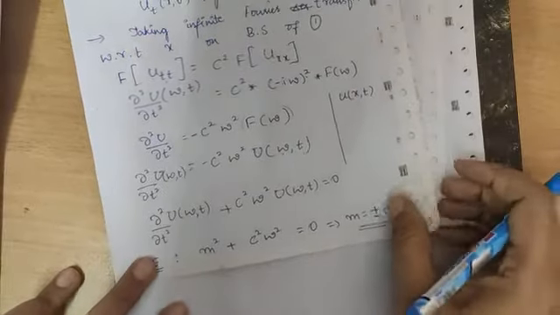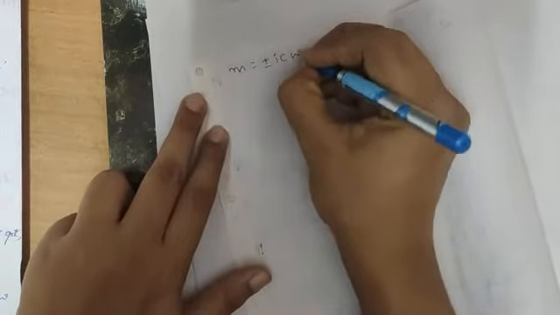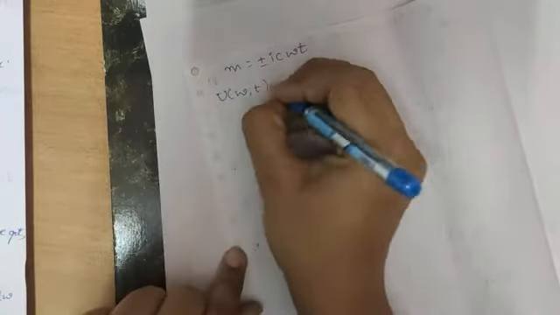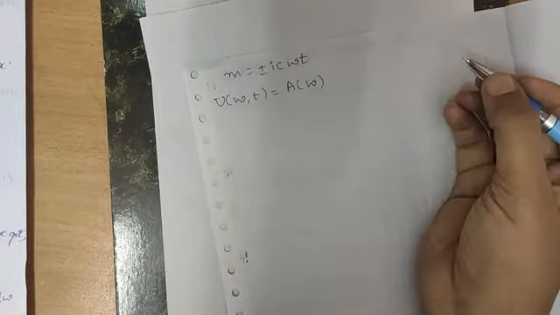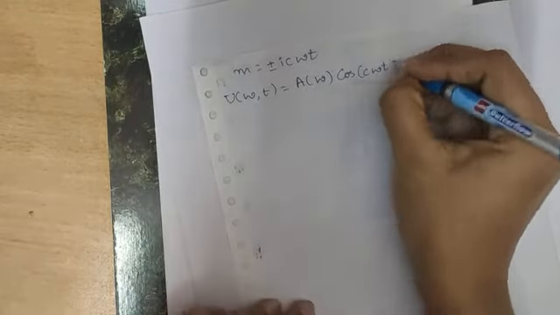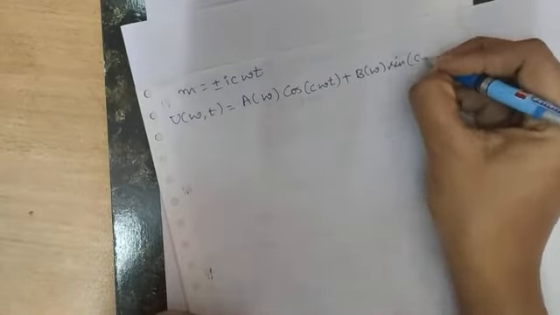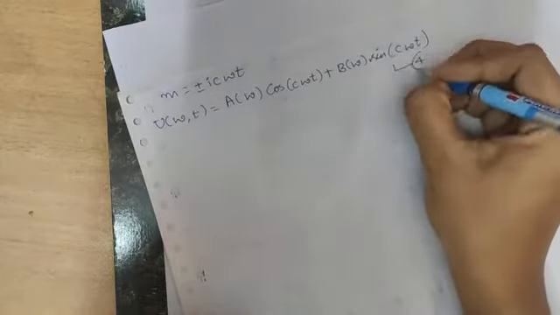Okay, it is a simple mathematical step. So now you have to write the complementary function or a complete solution for that. Since m is equal to plus or minus i c omega t, my solution will be u of omega comma t is equal to a of omega, this is the constant, here I am choosing a of omega, into cos of c omega t plus b of omega into sine of c omega t. This is the solution. I will call this equation number 4.